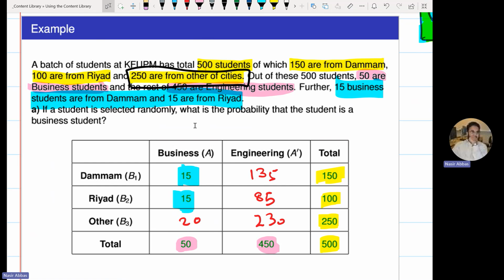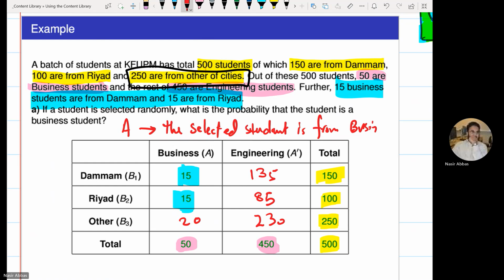By definition, for the probability of any event, first you have to define an event A. Define event A that the selected student is from business. So A complement will be that the student is not from business. And in this example, the only category which is not from business is engineering. So engineering becomes the complement.